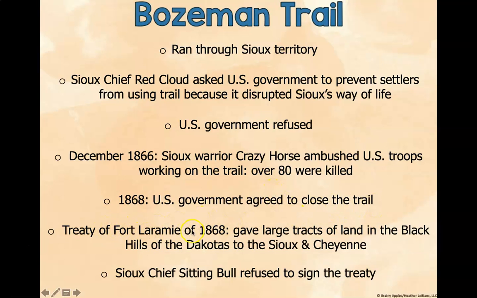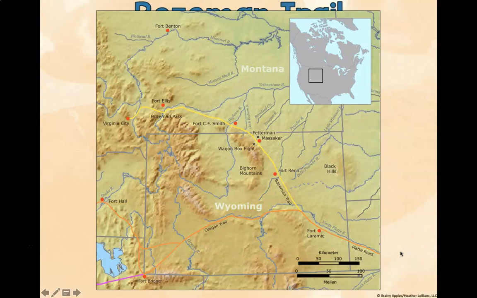Back to the Treaty of Fort Laramie, it gave large tracts of land in the Black Hills of the Dakotas to the Sioux and the Cheyenne. And then it says the Sioux chief Sitting Bull refused to sign this treaty. He's also a very famous chief. Okay, this is the trail.